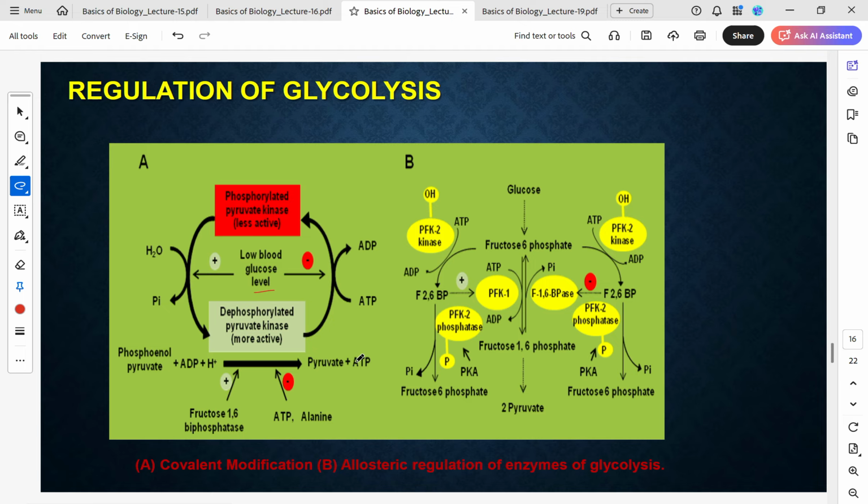The second regulation happens by allosteric regulation of enzymes of glycolysis, such as phosphofructokinase. If there is a lot of fructose 2,6-bisphosphate present, then it aids phosphofructokinase to form an active form, which aids the process. If it's absent, then the phosphofructokinase is inactivated, and therefore the reaction won't proceed.